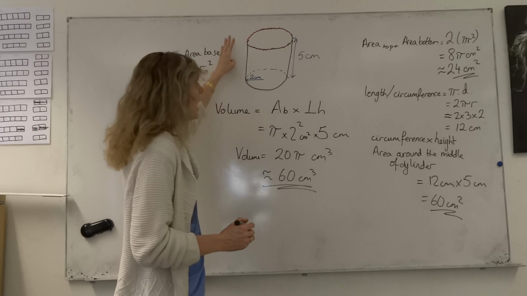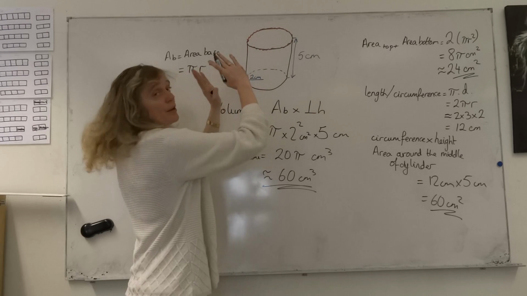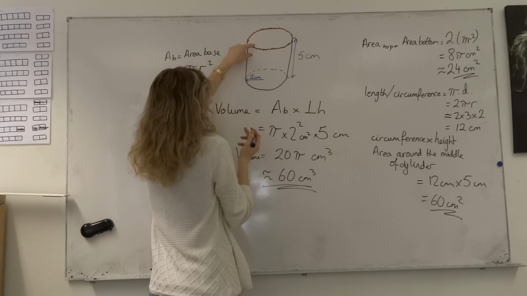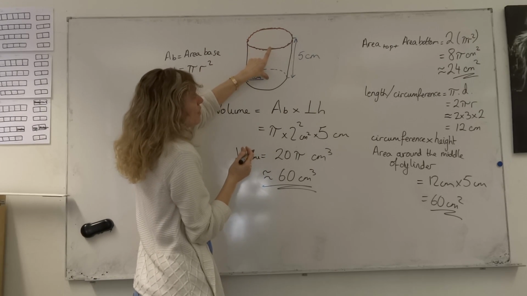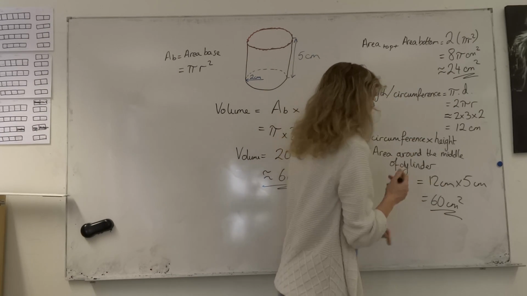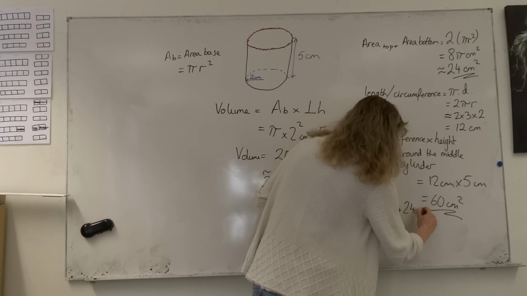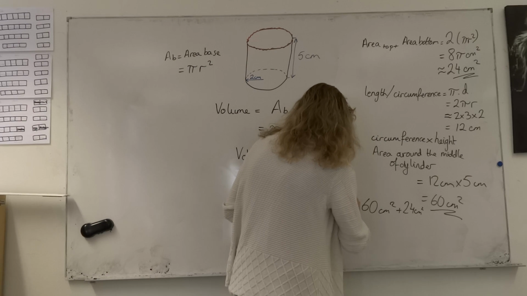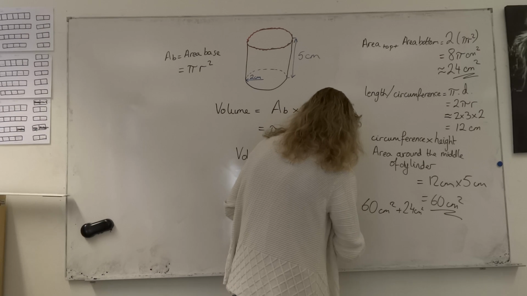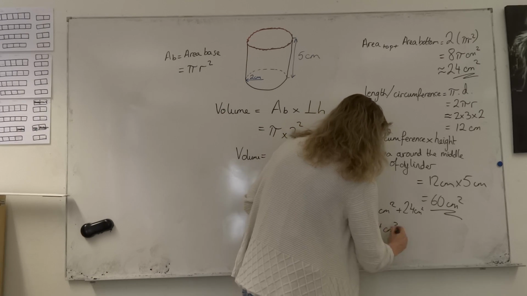So the total surface area of this cylinder will be the area of the central rectangular area on the outside of our cylinder, plus the area of the top, plus the area of the bottom. So it will be 60 centimeters squared, plus the area of the top and the bottom, 24 centimeters squared. So the total surface area will be 60 plus 24, which will be 84 centimeters squared.